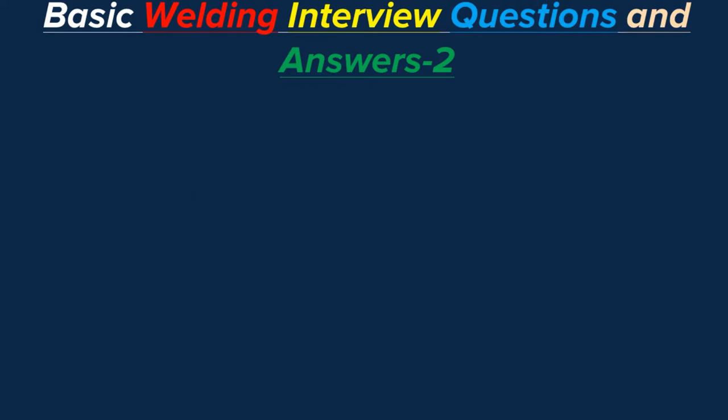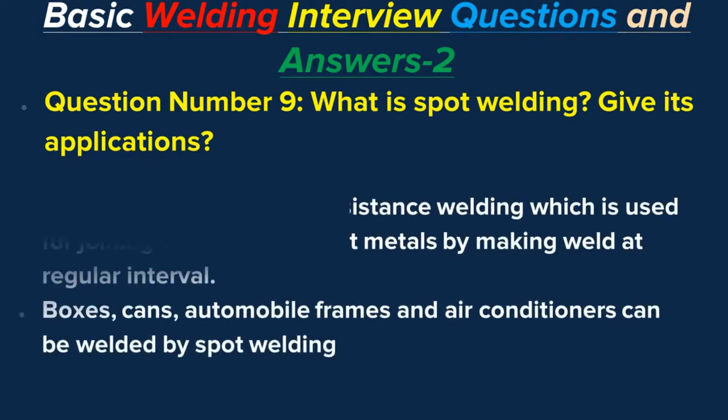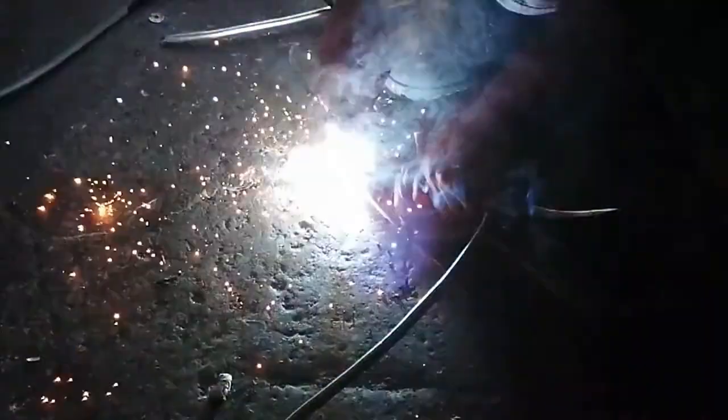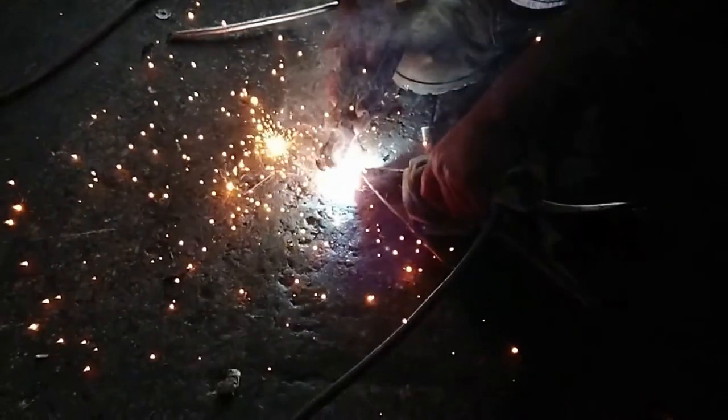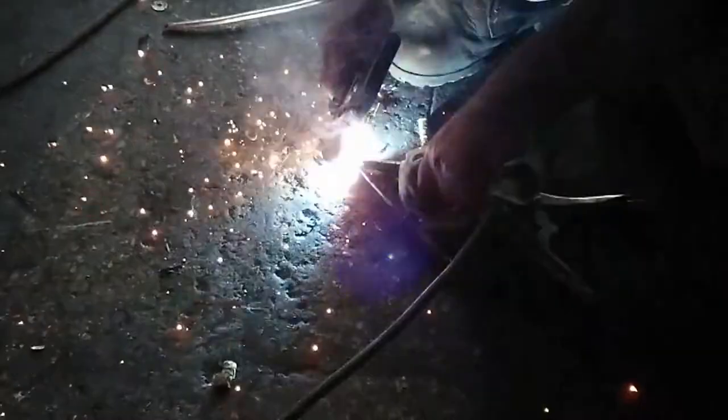Question number 9. What is spot welding? Give its applications. Answer. Spot welding is a type of resistance welding which is used for joining overlapping sheet metals by making weld at regular intervals. Boxes, cans, automobile frames and air conditioners.